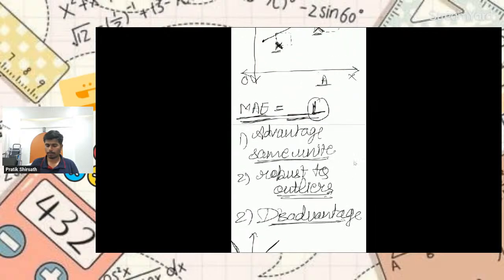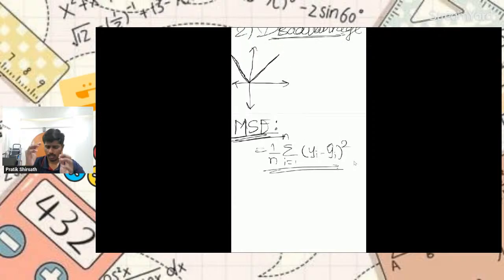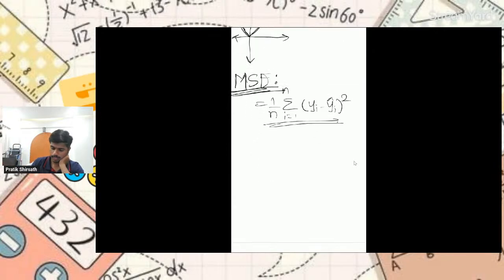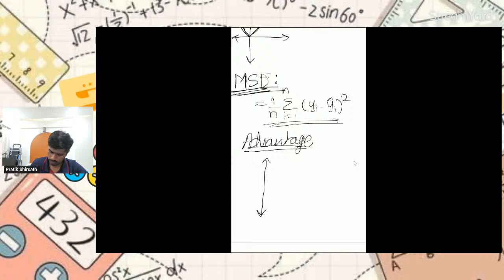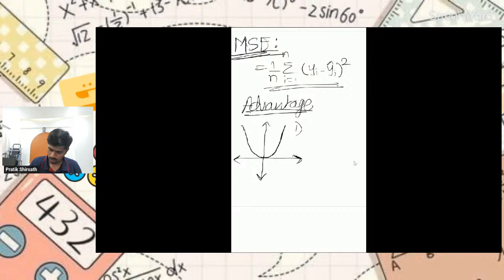Now, this mean squared error and mean absolute error are nothing but the errors which we have to reduce. Now, what is the advantage of mean squared error? The advantage is that its graph is differentiable at all points. If I make its graph, then it will look like a parabola. I hope everyone knows what a parabola means. So this is first, differentiable at all points.